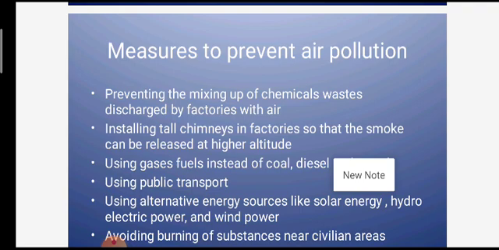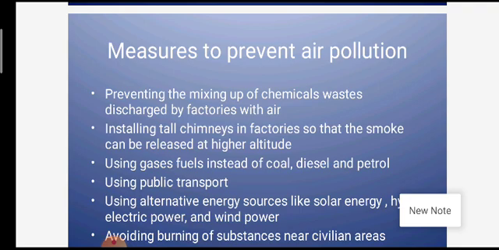First is preventing the mixing of chemicals and waste discharged by factories with the air. We need to prevent all the chemicals discharged from the factories from mixing with the air. The air should be very pure. All these chemicals coming out of the factory should not be left into the air.